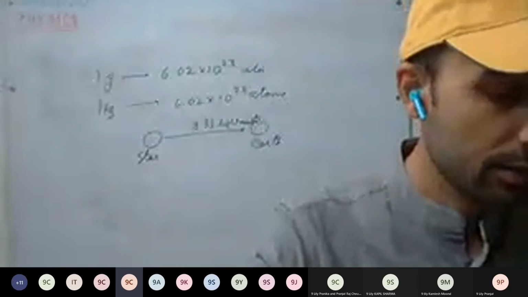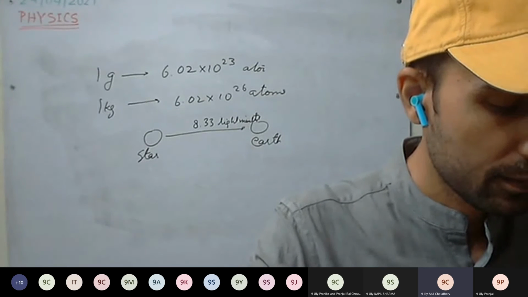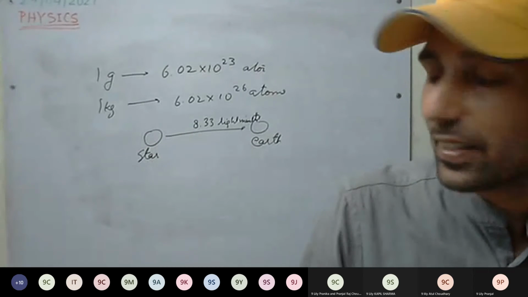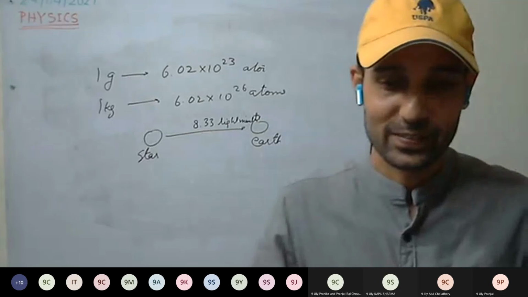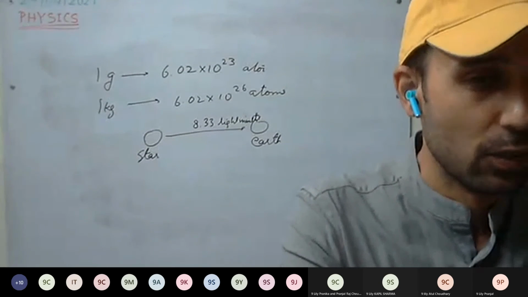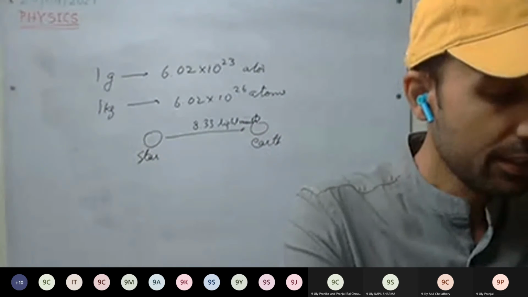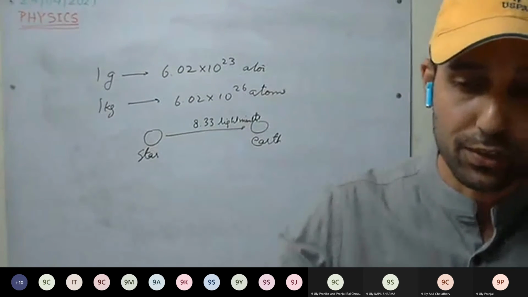Sir, how was it discovered that the speed of light is 3 lakh kilometer per second? Okay, that's the experiment. That I will tell you on Monday. I have to go through that, how we have found that.